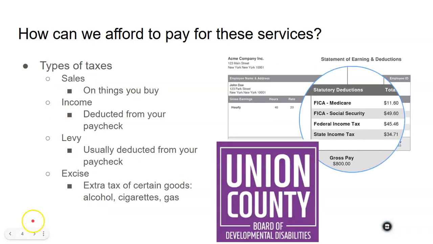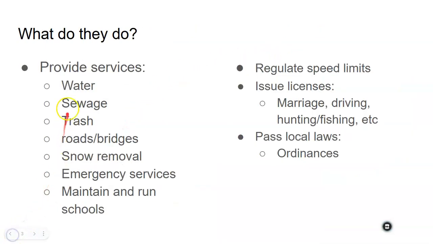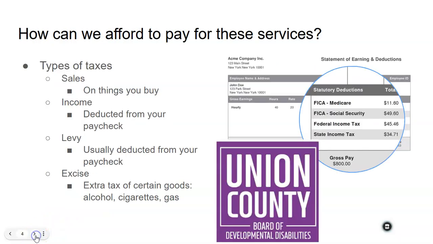So how do we pay for these services? Okay, I just gave you a big list of services: water, trash, sewage, roads, bridges. All of these things cost money. So how do we pay for these? Well, we pay for these out of taxes, okay? Sales tax is always local to the county, okay? So every county in Ohio has a different percentage sales tax.